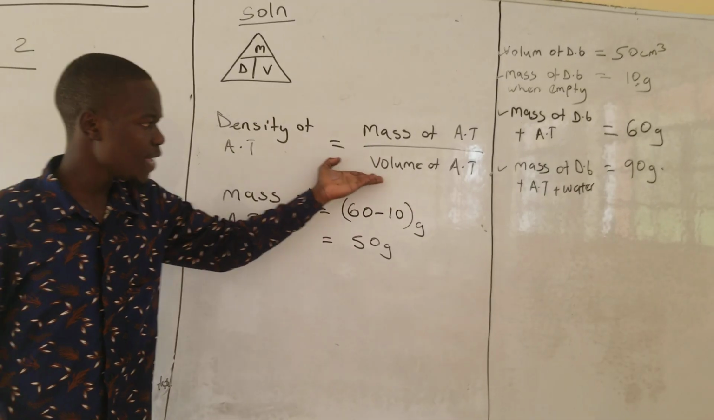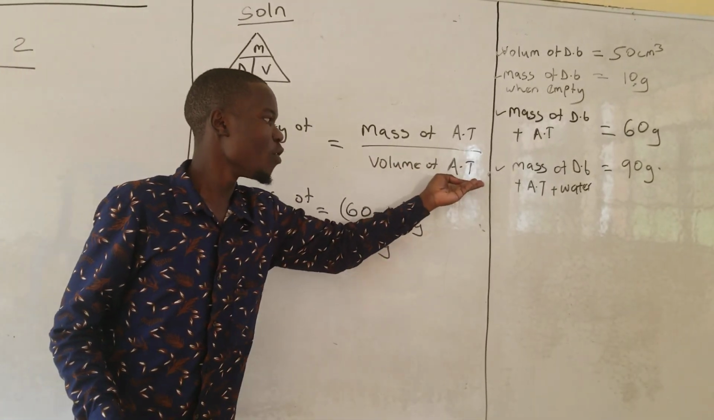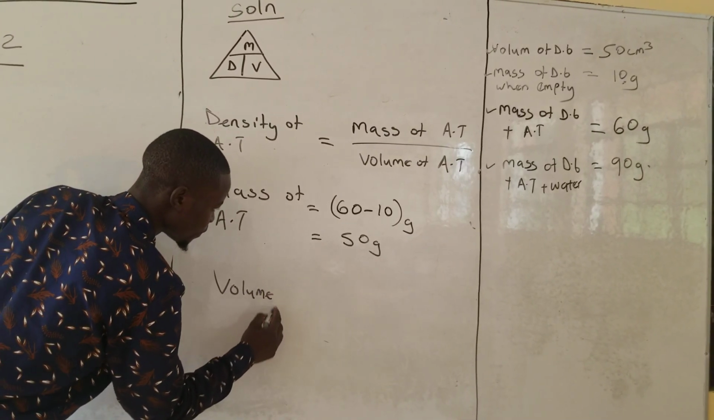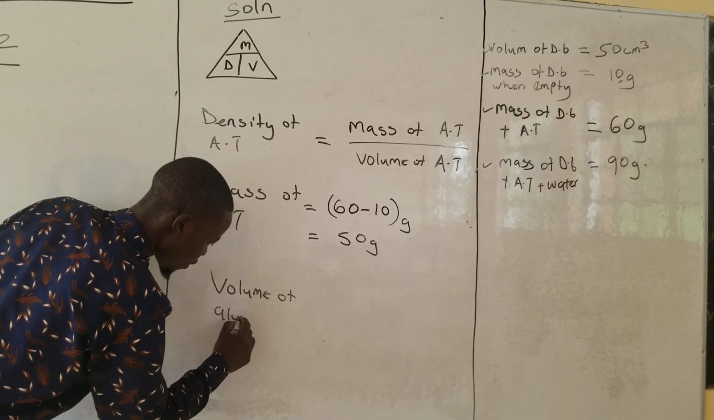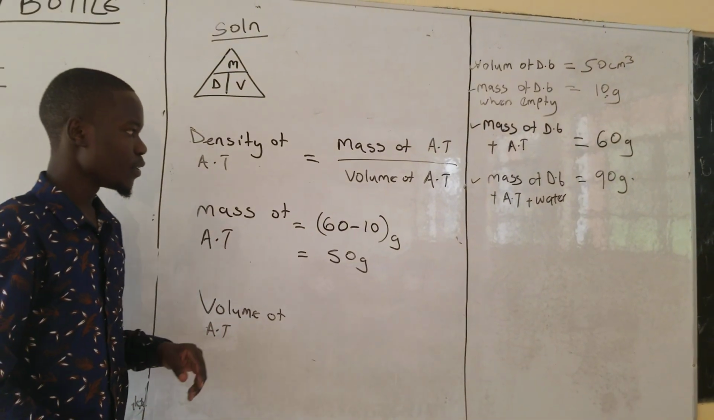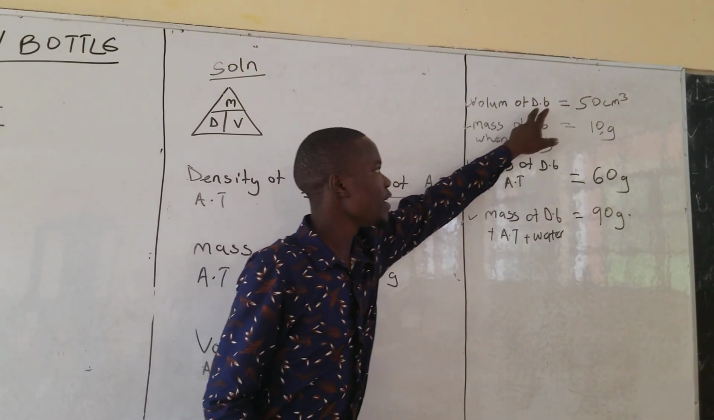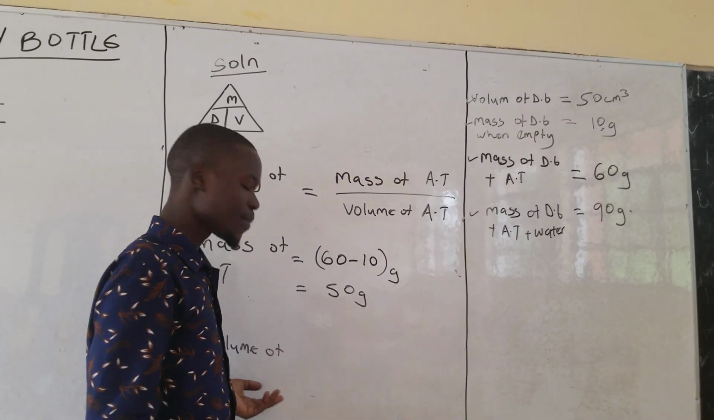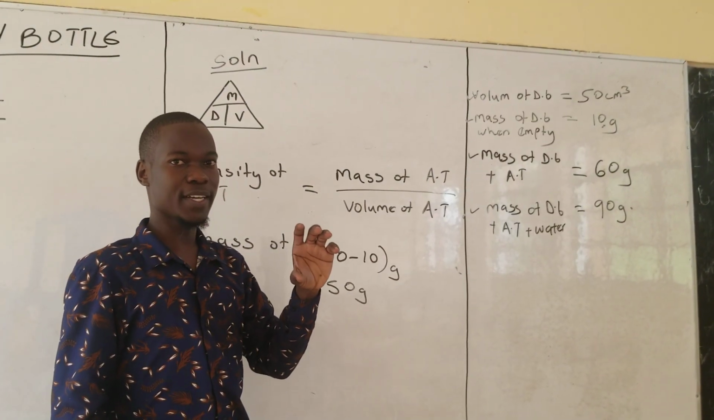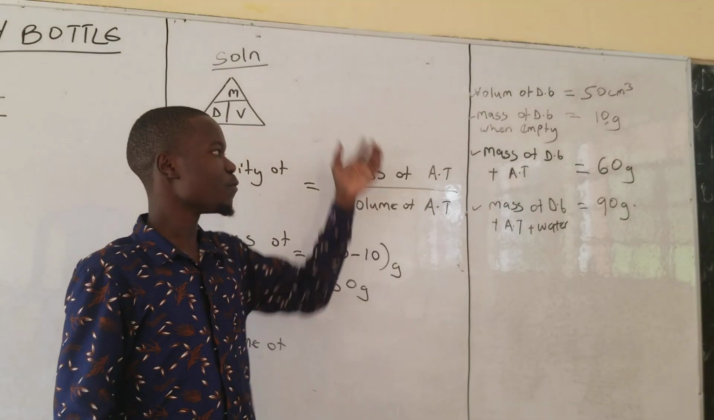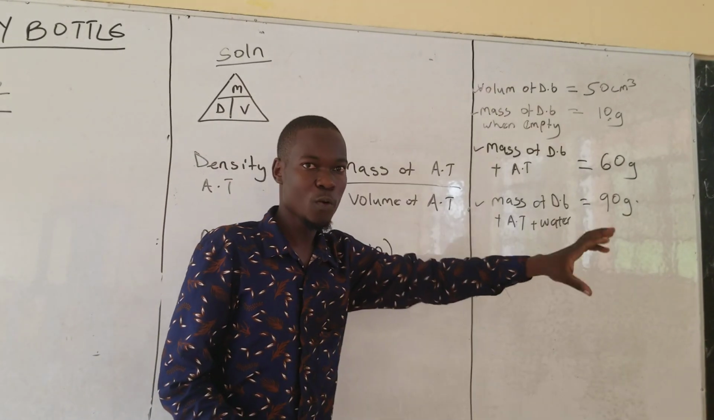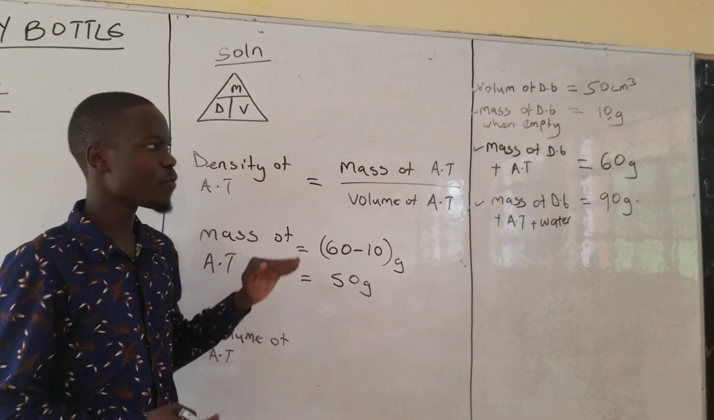So simple. Here is where we also have a problem: the volume of aluminium tannings. I want us to remember this. We have the volume of the density bottle, and we know that the aluminium tannings did not fill the density bottle. The density bottle was partially filled by aluminium tannings, and later it was filled with water. The remaining part that the aluminium tannings left was filled with water. Now, how can we get the volume of the aluminium tannings?